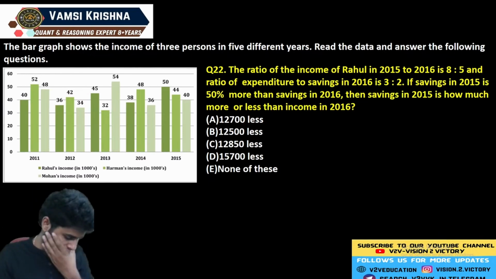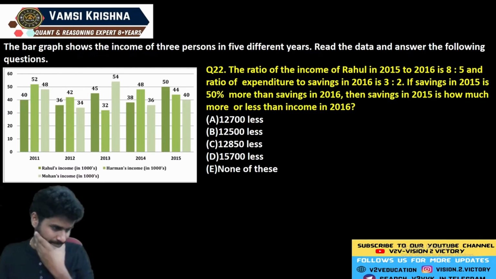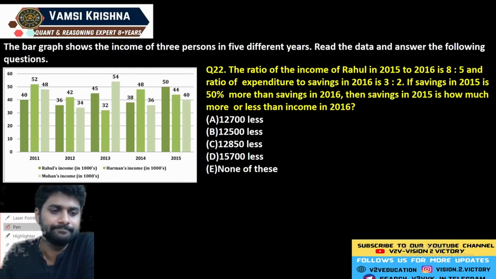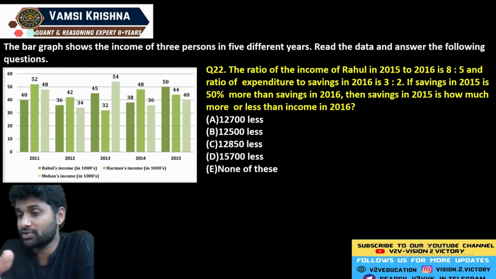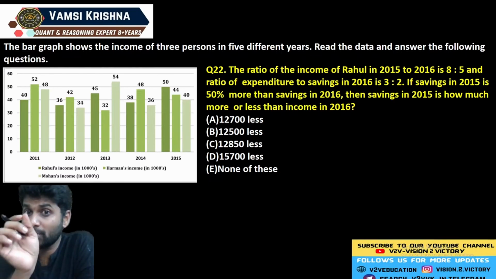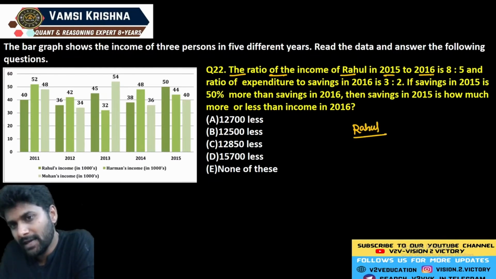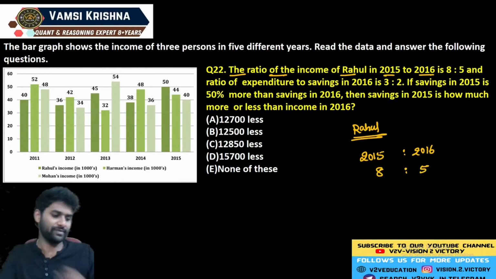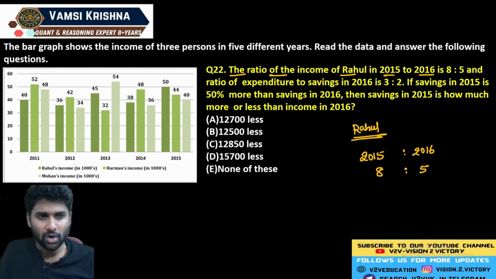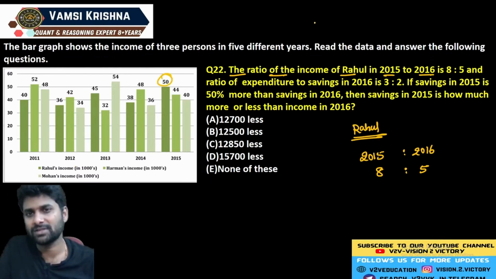Now, this question. Try to understand, guys. If you're unable to understand this question, definitely you are wasting your time. Try to read the information carefully. The ratio of income of Rahul in 2015 and 2016 is 8 is to 5. So that is one of the variables we have. And you already know Rahul's income in 2015 is 50,000. Now 8 units become 50,000.